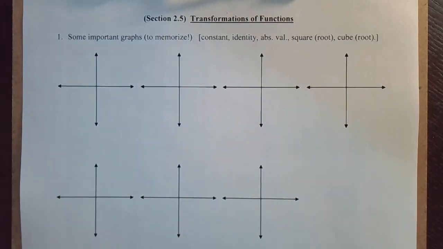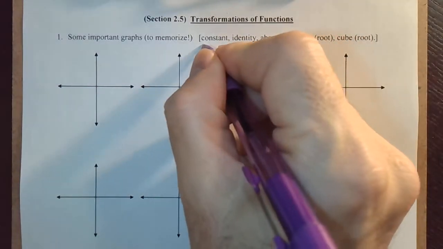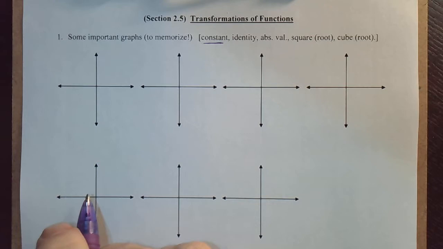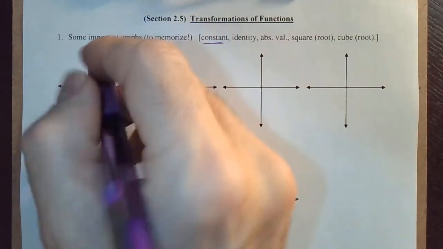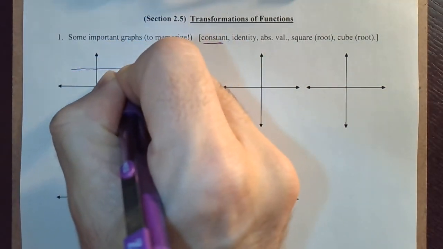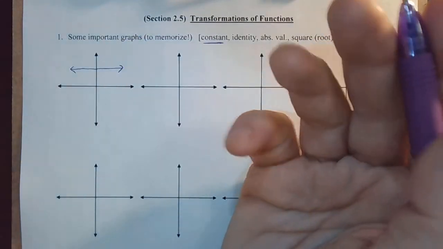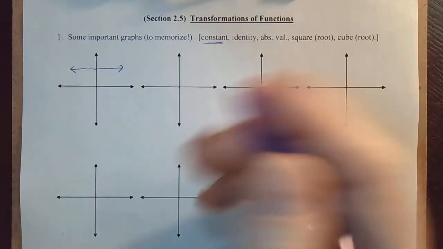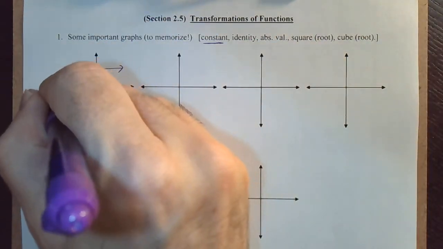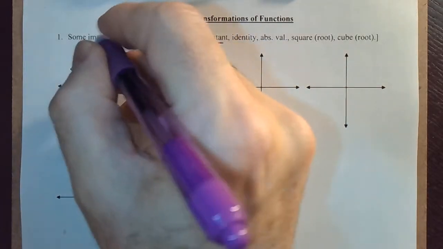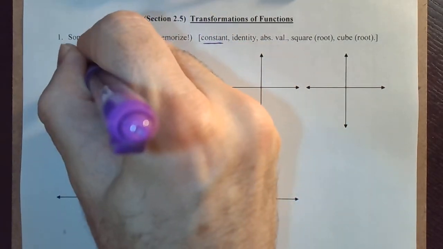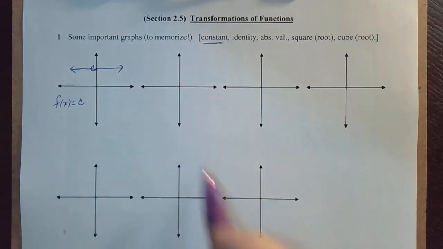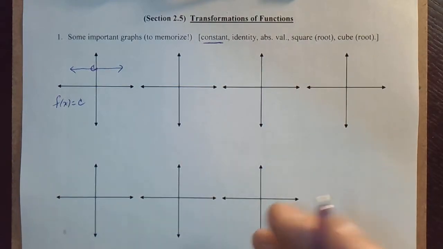We have to memorize the graphs of certain functions. So let's look at just a handful of some important functions. First, we'll do a constant function. All that means is a horizontal line. That would be something like y equals 2. I'll write it as f of x equals c for a constant, where that's c on the y-axis. Okay, constant functions are easy.